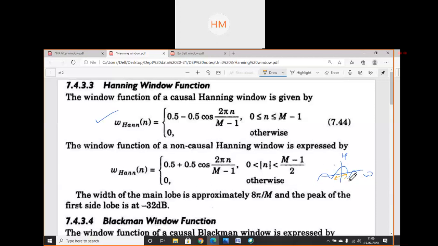And the peak of the first side lobe, what do you mean by that? The first side lobe is this. So where is the peak? The peak is on the y-axis. It is near about 32 dB, 43 dB, and that depends on the window we are using. So for the Hanning window, it is -32 dB. For the Hamming window, it is -43 dB. And for the rectangular window, the first side lobe will be just at 13 dB down.